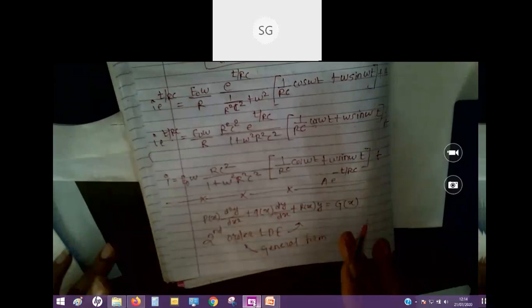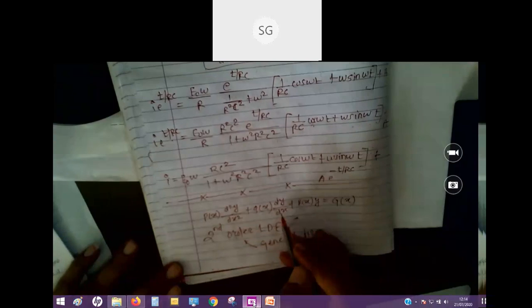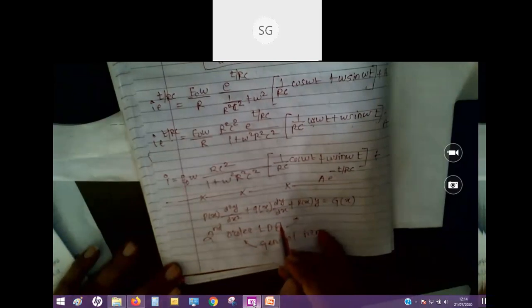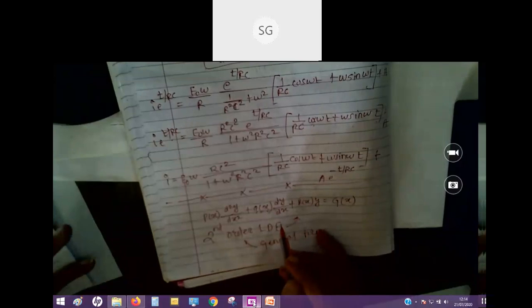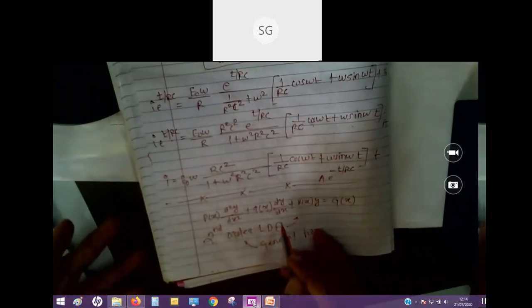Since this is a very generalized form, in some of the equations the dy by dx term is not there, but still two terms are there. Still, we will say this is a second order equation. Whether it is linear or not, that is the next question. Okay, that we will see in the application part.